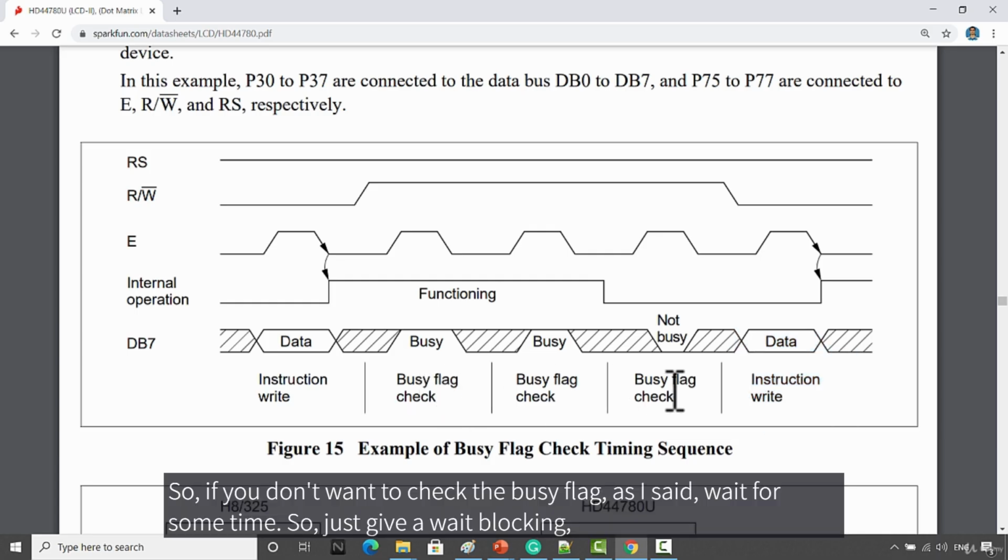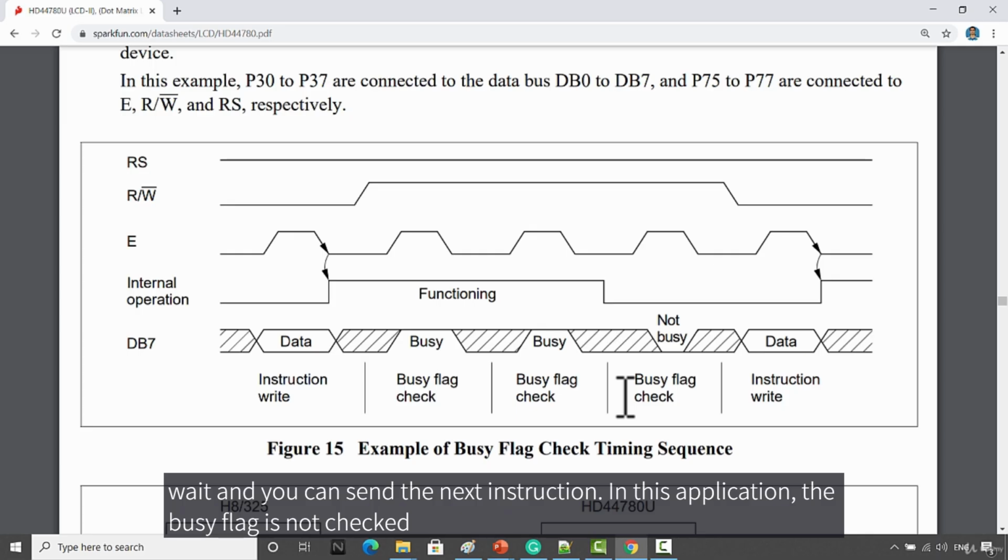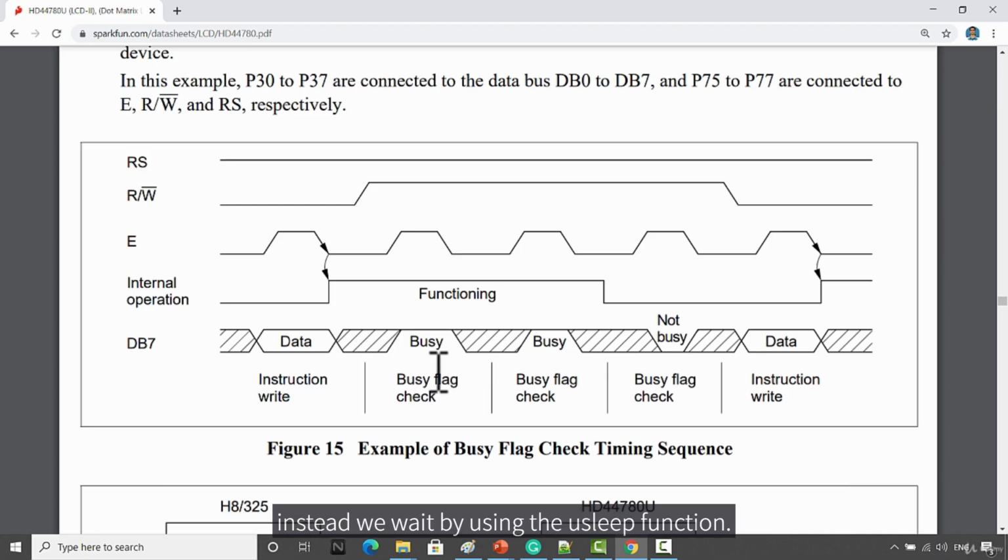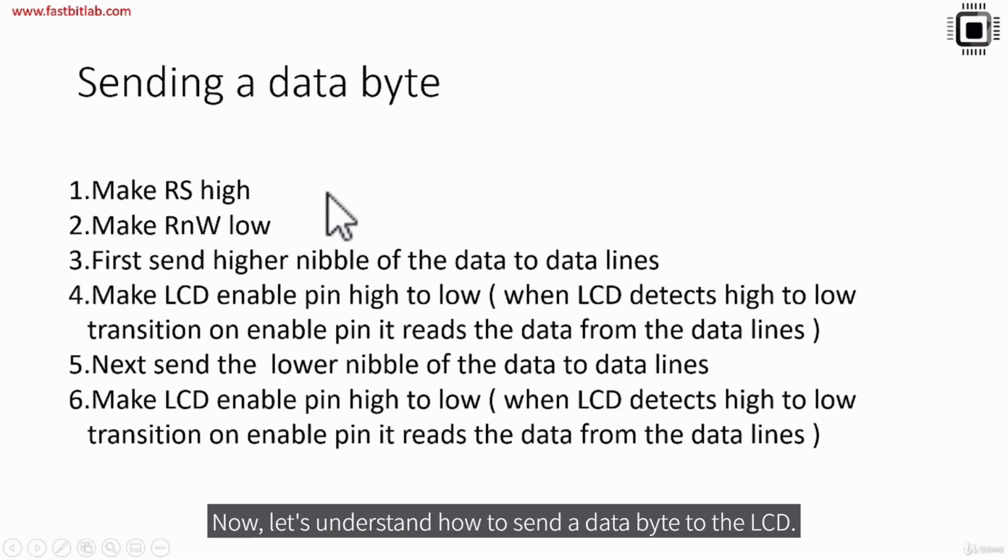So if you don't want to check the busy flag, as I said, wait for some time. Just give a blocking wait, and you can send the next instruction. In this application, the busy flag is not checked. Instead, we wait by using the udelay function. Now let's understand how to send a data byte to the LCD.